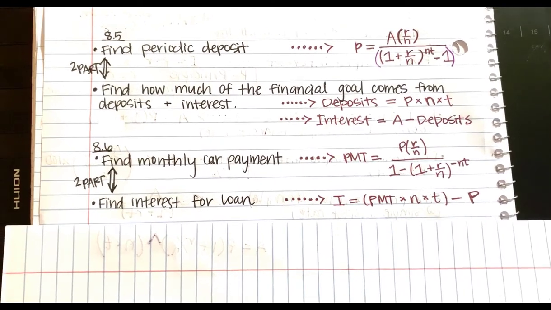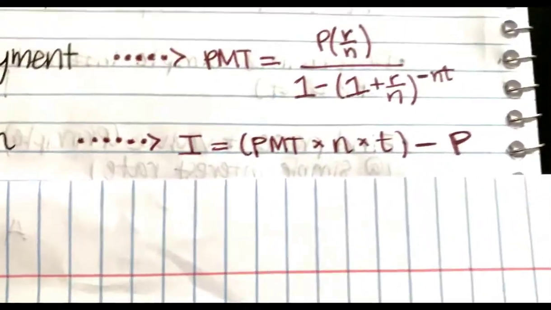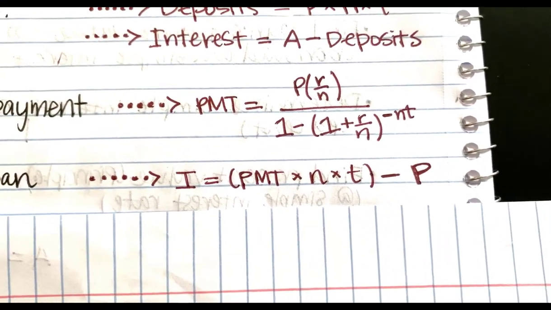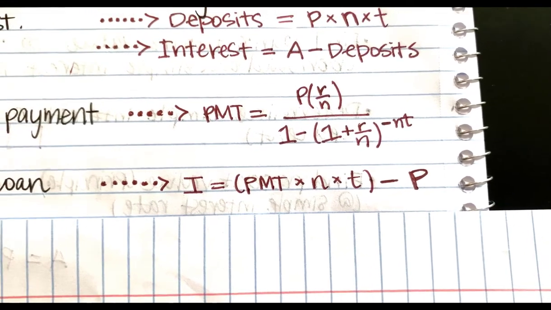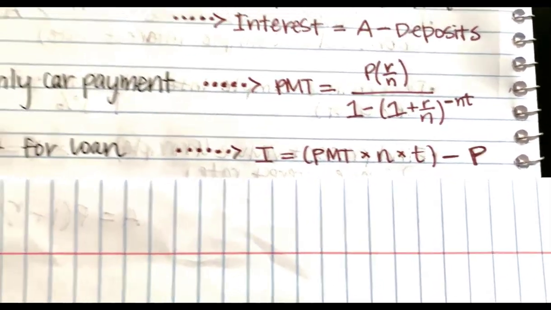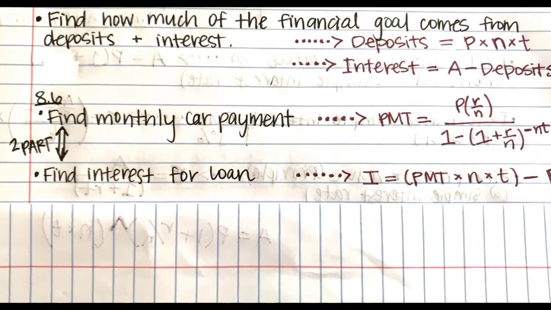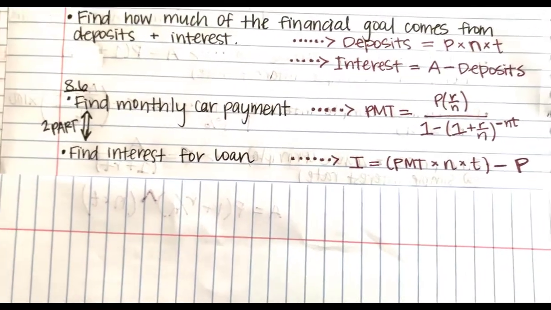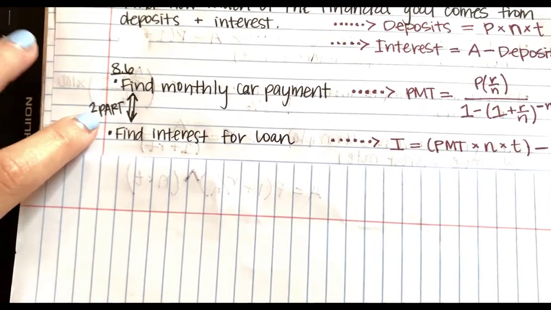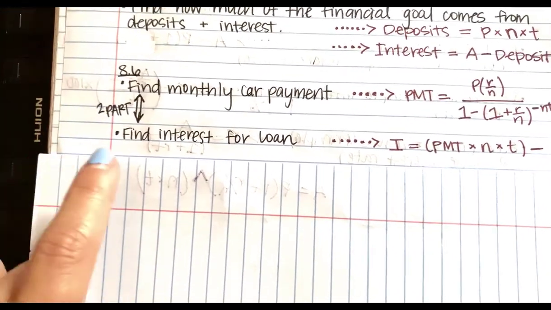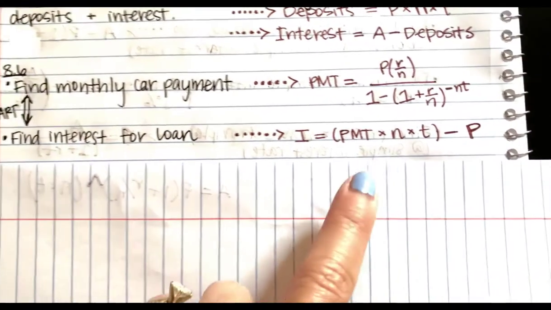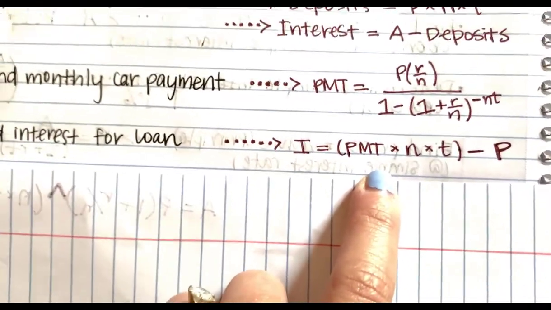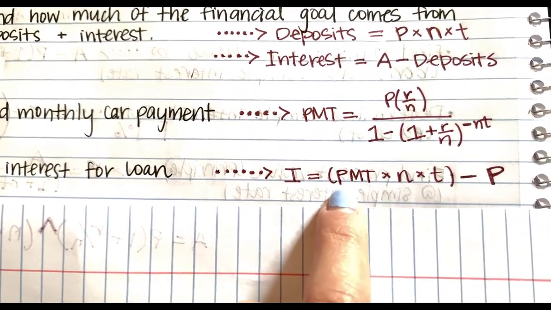8.6 is the monthly car payment. They give you this formula. I still wrote it down though, in case you want to put it in your notes or whatever. Monthly car payment, they're going to tell you how much your loan is for. Don't forget the down payment amount if there is one. It's two parts. You're going to figure out your monthly payment, and then you're going to find how much interest you have paid. And anytime you borrow money, you're paying the interest.